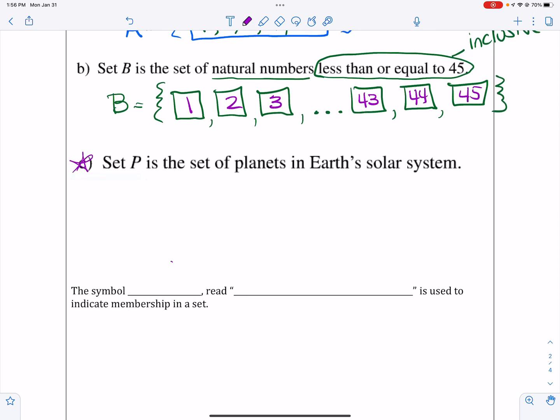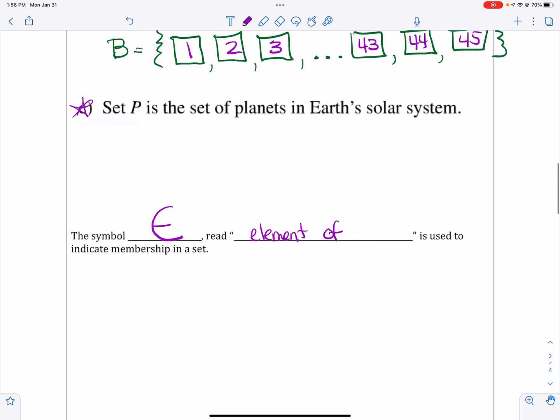All right, another symbol that we're going to need to know is this symbol right here, which looks like a big E, and it is read "an element of," and it means that it's part of the set, okay? So if I have a set A, and I have the set of numbers 2, 4, 6, and 8, I can say that 8 is an element of set A because it is in the set.